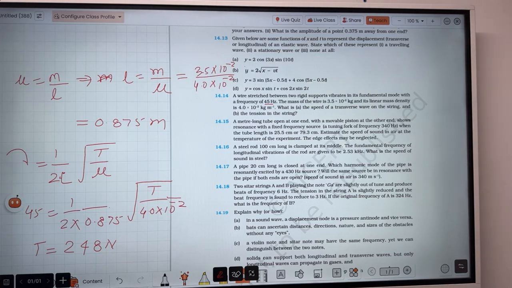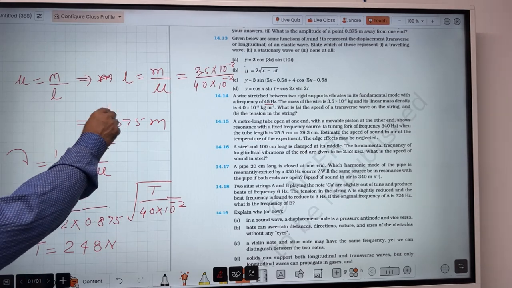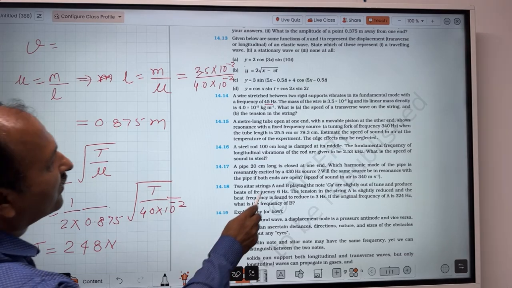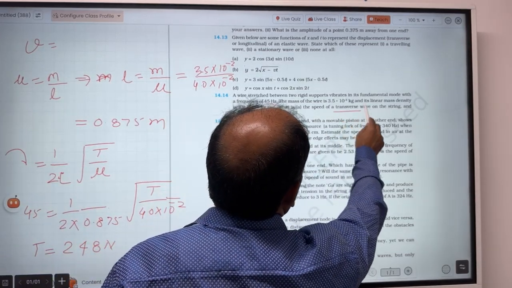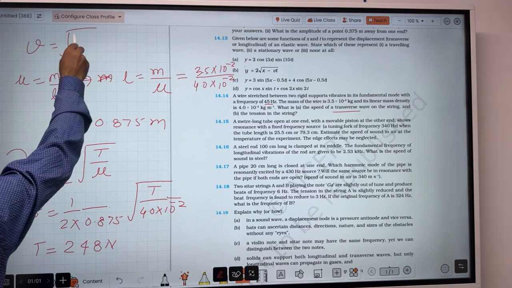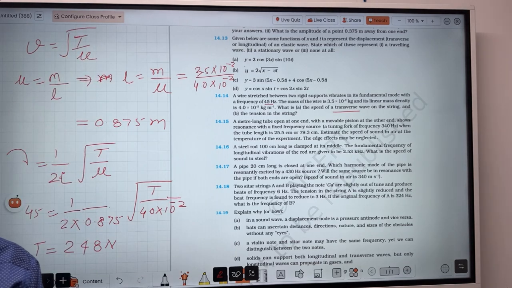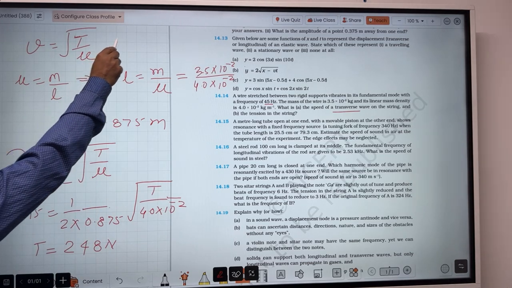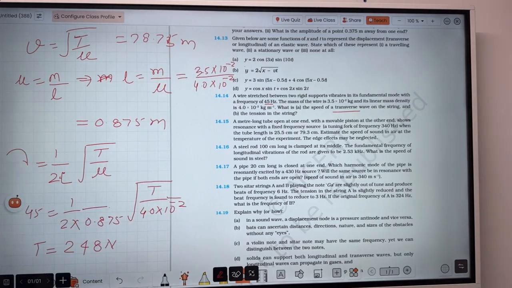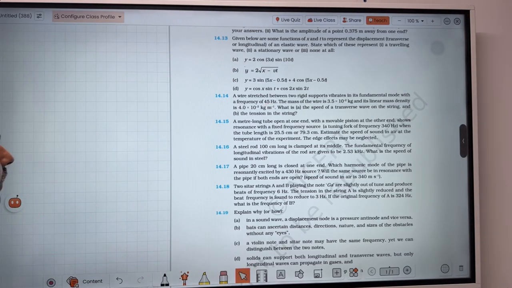And now suppose we want to find the speed. For this, V equal to, we can write V in this case. So the question asks for the speed of the transverse wave. You can evaluate directly by putting in the value of T you have got: V equal to root of T upon mu, just write, and you will get the answer, that will be around 78.75 meter per second. You can evaluate.